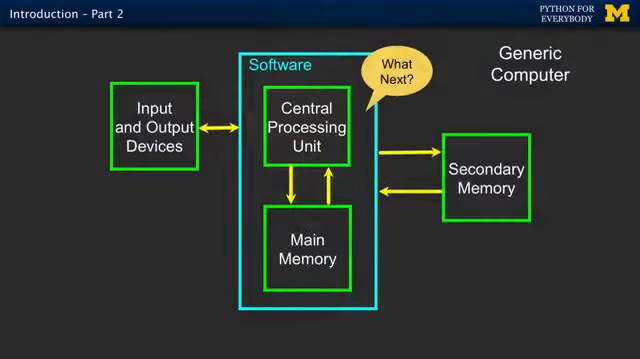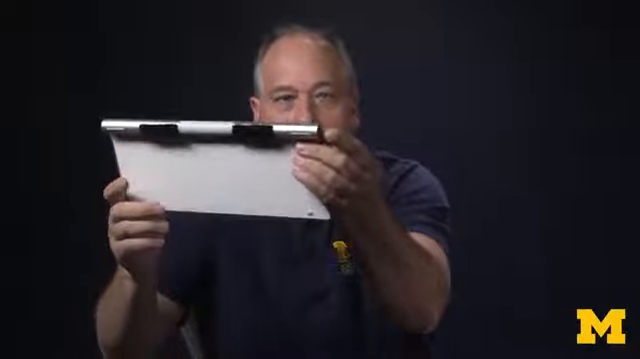But the picture and the concepts that I want you to understand are these terms: central processing unit, main memory, secondary memory, and input-output devices. So we'll start with input-output devices. They're the way that this computer accesses the outside world. So things like the mouse, the keyboard, right? I've got a keyboard here. Keyboard, screen, all these things.